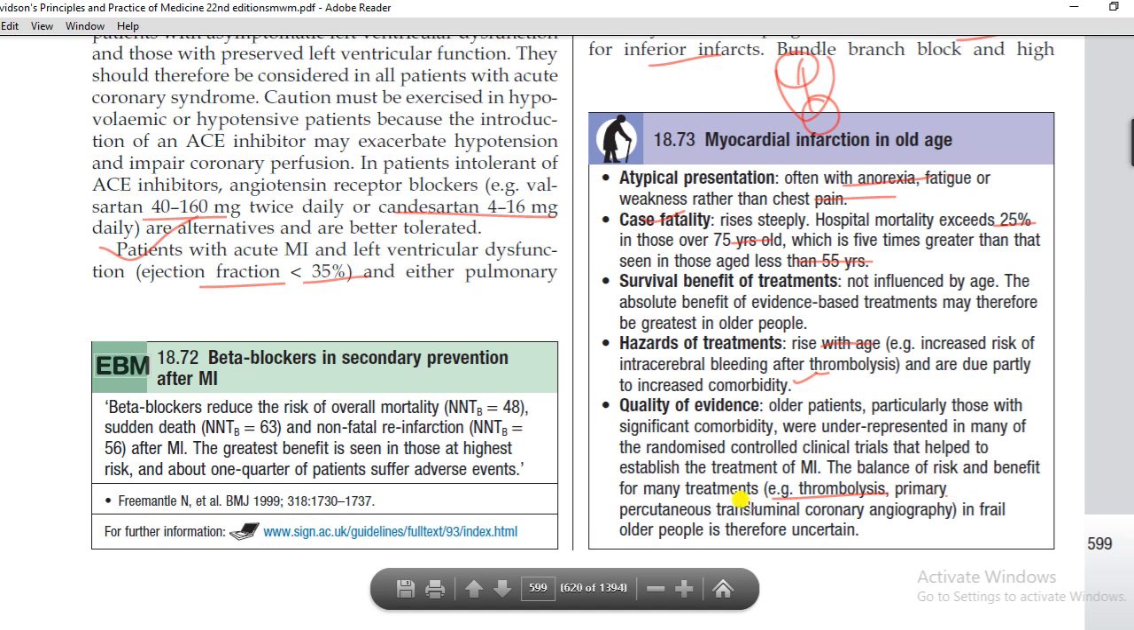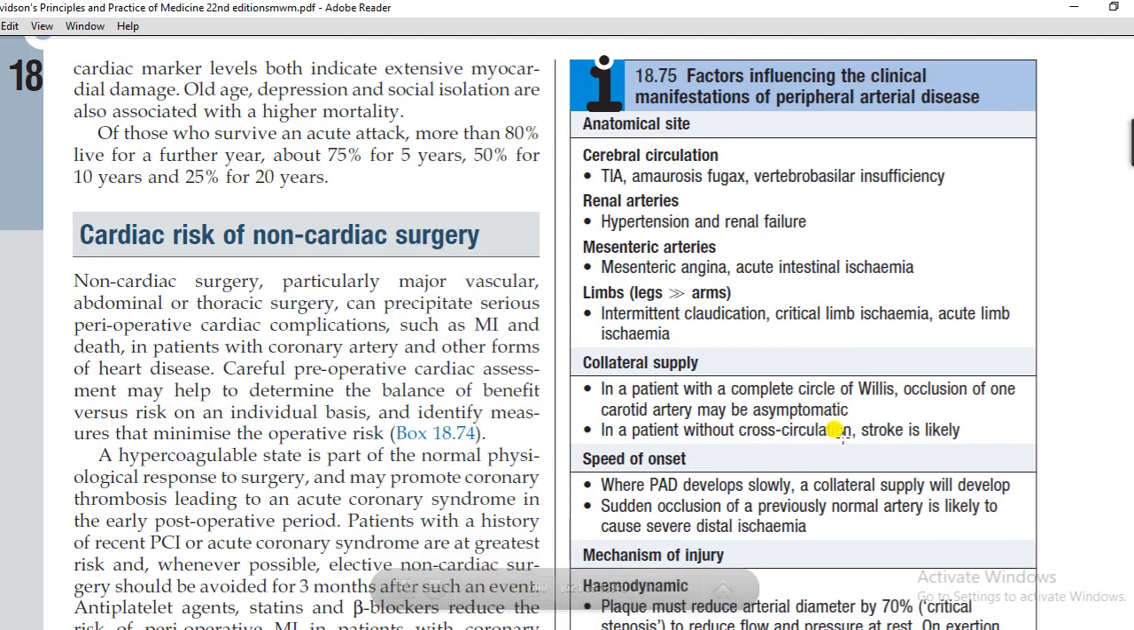Example, thrombolysis, primary. Okay, I'll just leave it for you to give it a read.